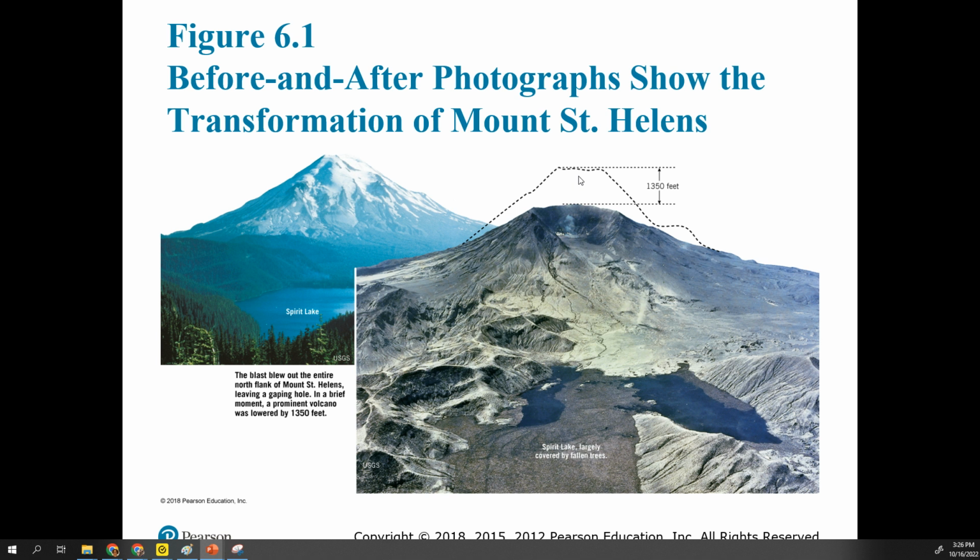So we'll start looking at our Mount St. Helens picture, and I think the before and after is really drastic. The after looks like some kind of other planet, right? It's kind of devoid of life altogether. All the trees are gone, and the entire top of the mountain, an entire side of the mountain, was blown off in that eruption.